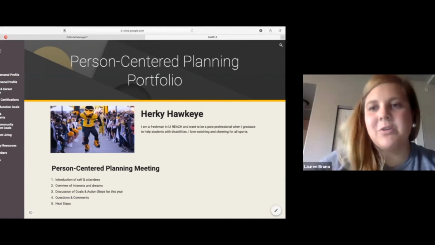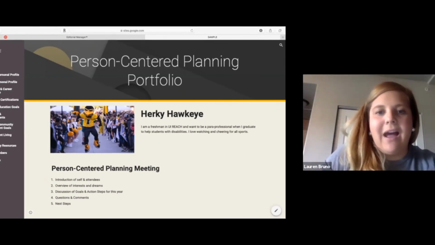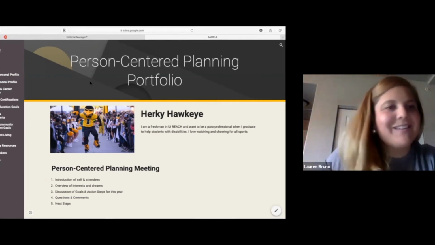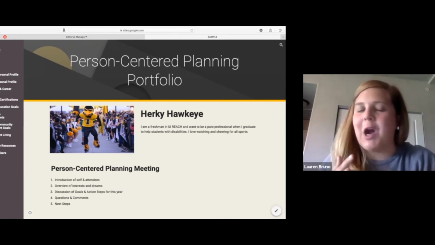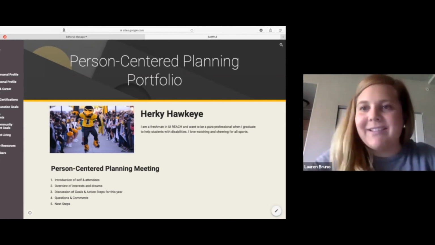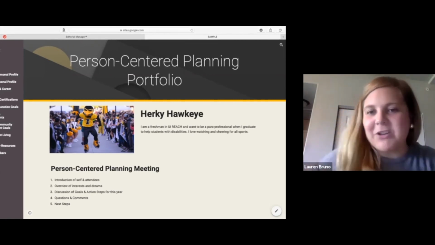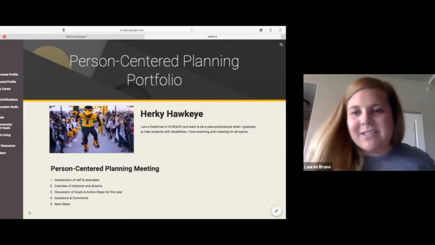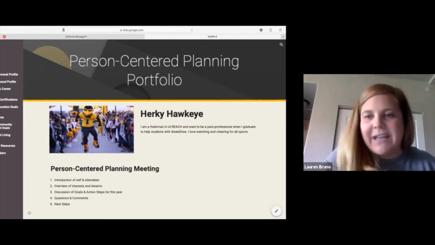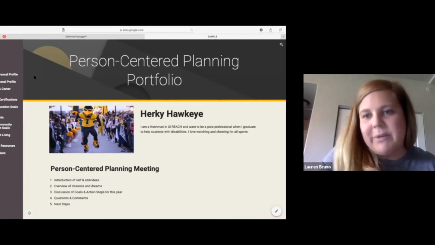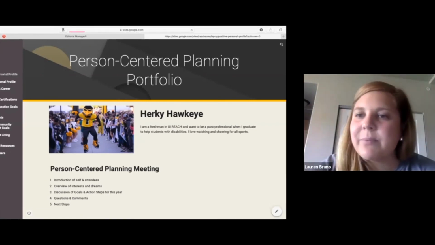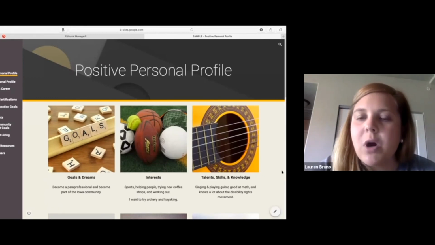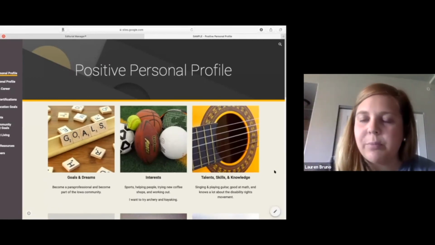Yeah, so when you create your ePortfolio, my dog just woke up, I apologize. But when you create your ePortfolio, you'll have your homepage, and this is just a general snapshot of who you are. And so Herky is my example, and I said he is a freshman in UI Reach and wants to be a paraprofessional when he graduates to help students with disabilities, and then talks a little bit about his interests. But this is a place where we can house your positive personal profile.